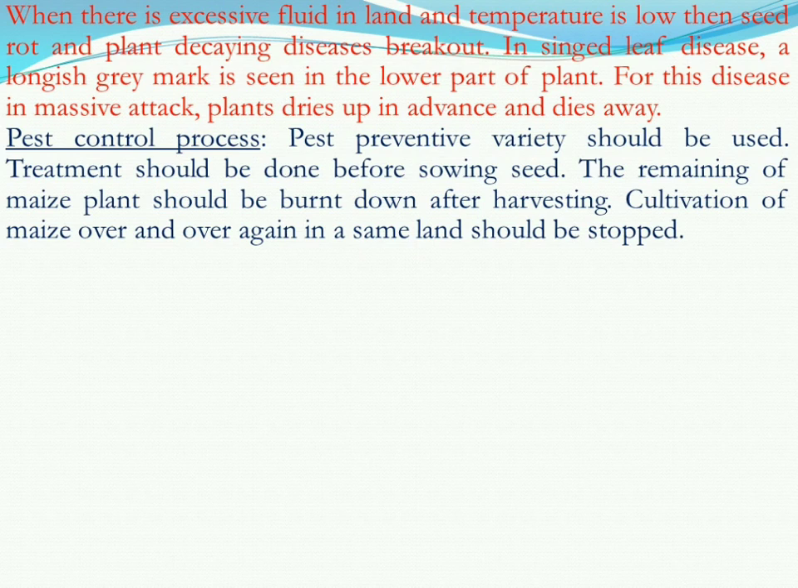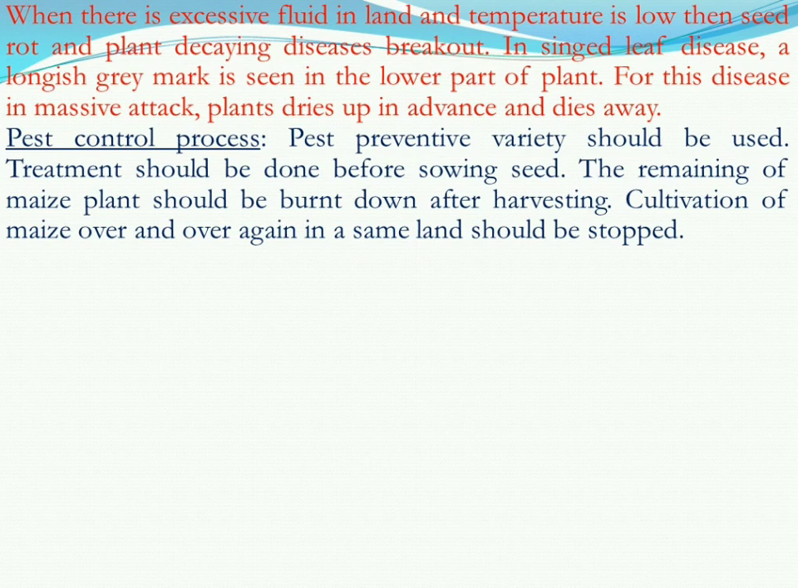The remains of the maize plant should be burned down after harvesting. That means after harvest, if anything remains on the land, we have to burn it for the betterment of the next production.